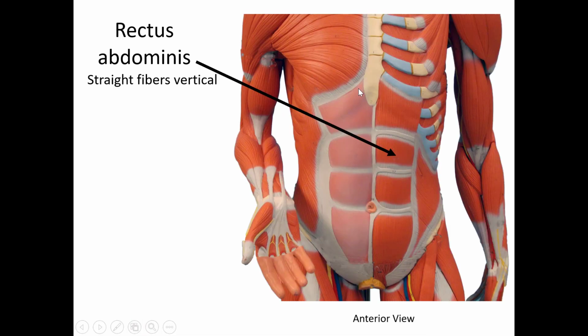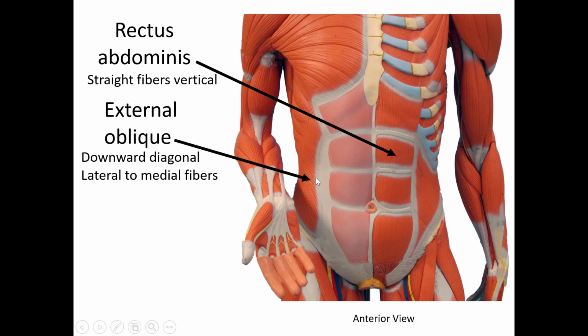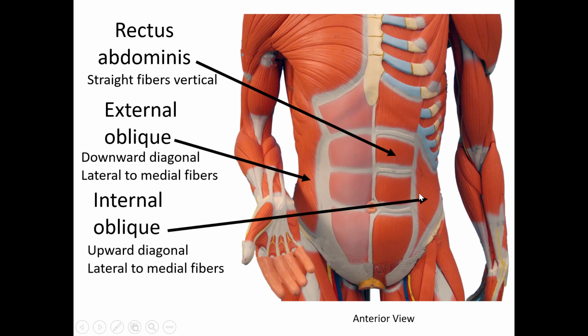Going back to the model, you can see the aponeurosis here sort of masks some of the fiber direction. But on this side, the aponeurosis has been removed so that you can see the rectus abdominis and those straight vertical fibers. The external obliques are here on the side. This is their aponeurosis that covers the rectus abdominis. And you can see how these fibers go downward from lateral to medial. On this side, both the aponeurosis and the external oblique muscle have been removed to show you the internal obliques. Notice how those fibers are going diagonally upward from lateral to medial.